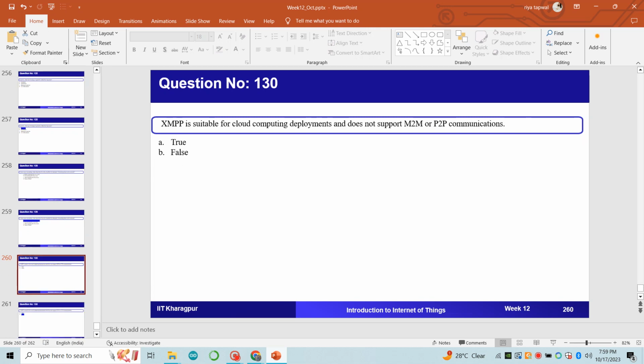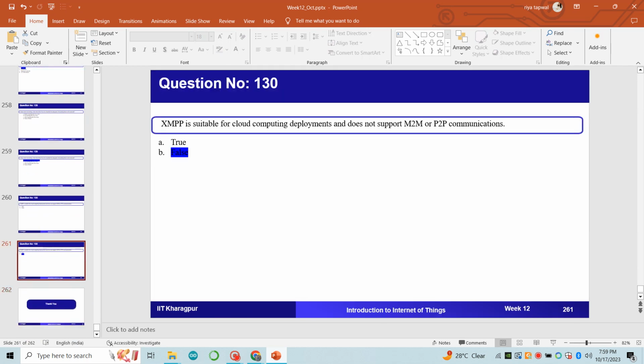Next question is, XMPP is suitable for cloud computing deployment and does not support M2M and P2P communication, true or false? Anyone? This statement is false. So these were the questions.